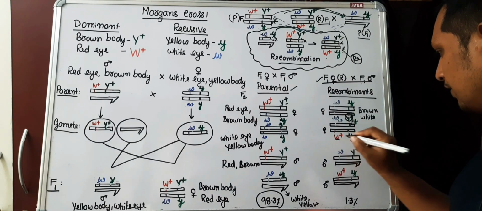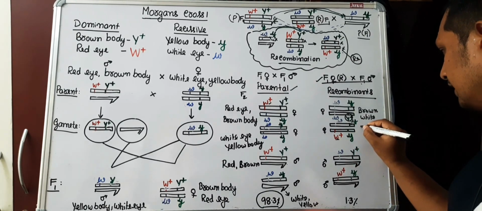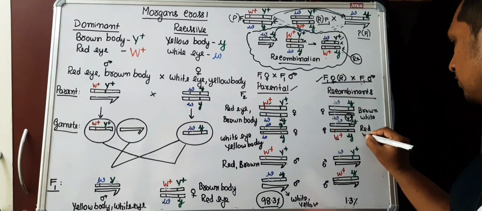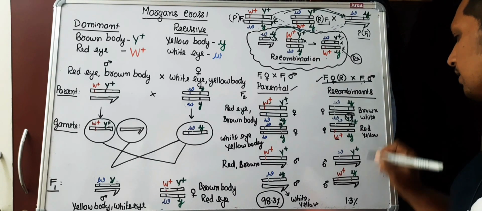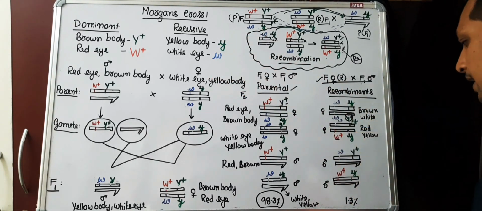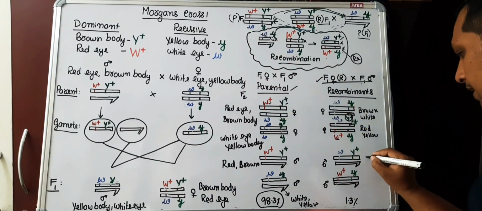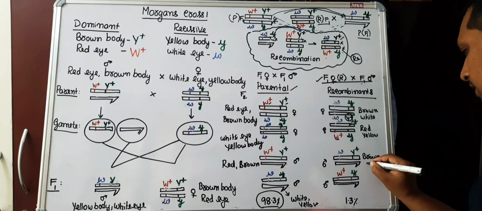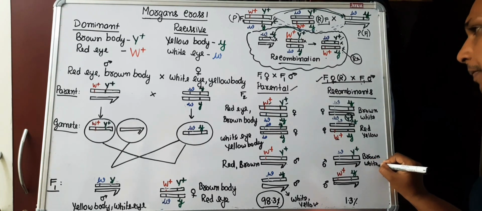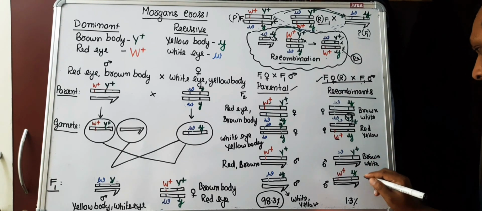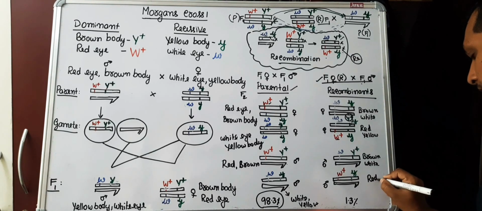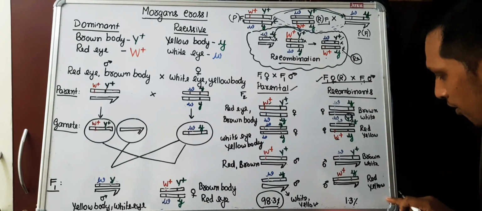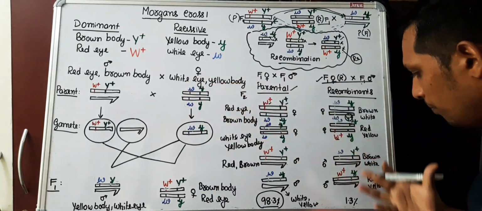Next, look at this female, W plus is there. So it is dominant for red eye color, but body color is recessive, yellow bodied female. Again, it is not a parental type, recombinant. Y plus is there, so it is brown body, eye color is recessive, white eyed. It is also not a parental type. W plus is red eye, yellow bodied male is formed. All these formed are not seen in the parent. A new combination got formed.